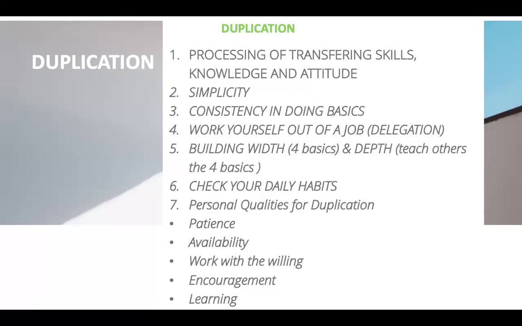Okay, so number 3 is consistency in doing the basics. The more basics you do, the more successful you become, and the people in your team will also do what you do. Number 4, work yourself out of a job. What does that mean? Delegate as much as possible. When you start somebody in the business, show them how to do the administrative things. For example, show them how to order products, show them how to write application form for their prospects, show them how to count their PV so that they know what the next step is. Once you show them these things, don't do it for them again.